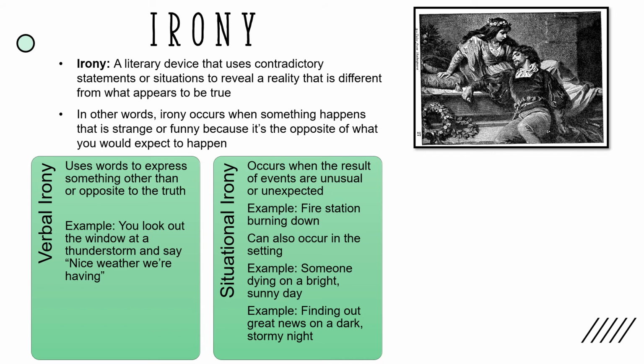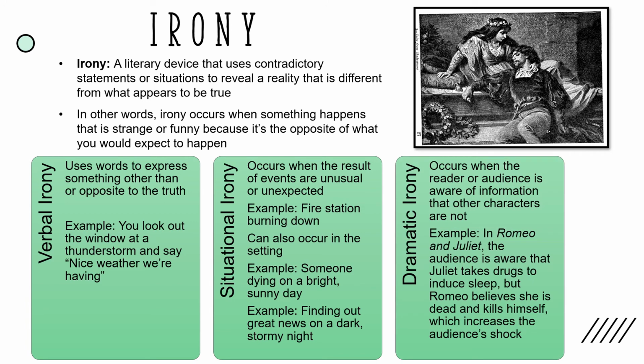Finally, dramatic irony occurs when the reader or audience is aware of information that the other characters in the story may not be aware of. For example, in Romeo and Juliet, the audience is aware that Juliet takes drugs to induce sleep, but Romeo believes she is dead and kills himself, which increases the audience's shock and makes the tragedy of the lovers' deaths more powerful. When analyzing a story, keep an eye out for examples of irony that may contribute to the story's overall effect on the reader.